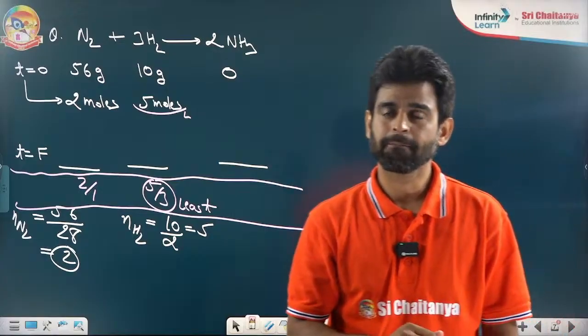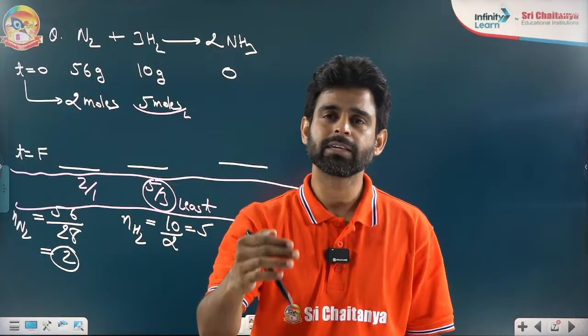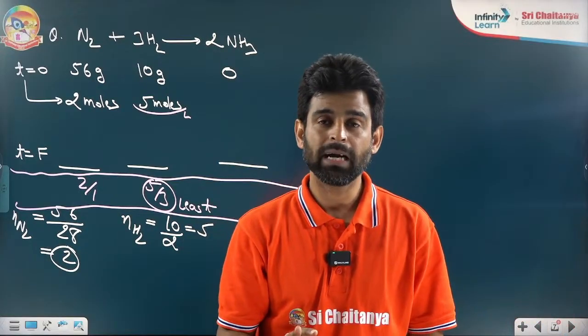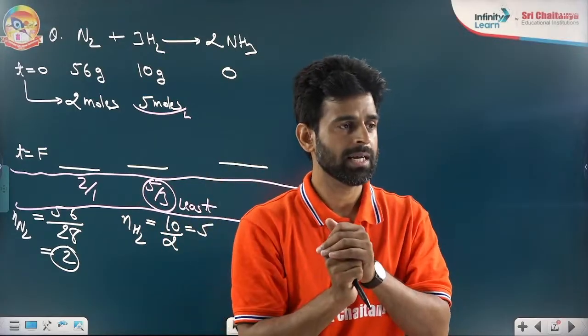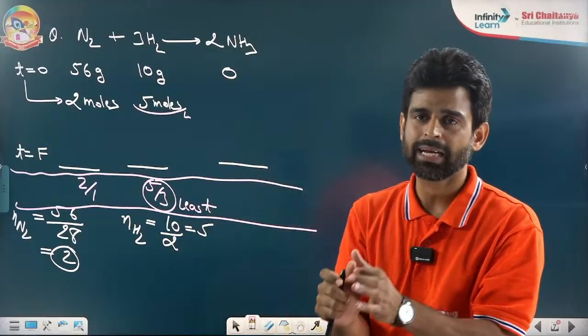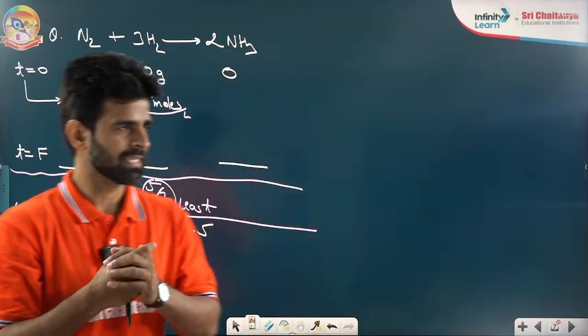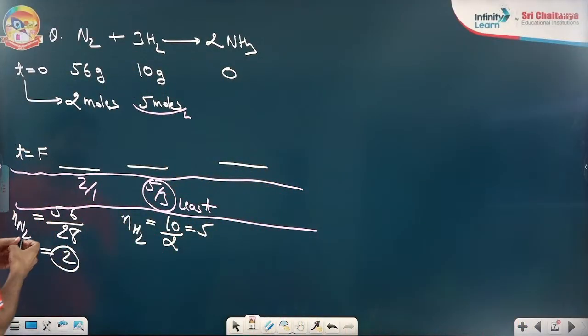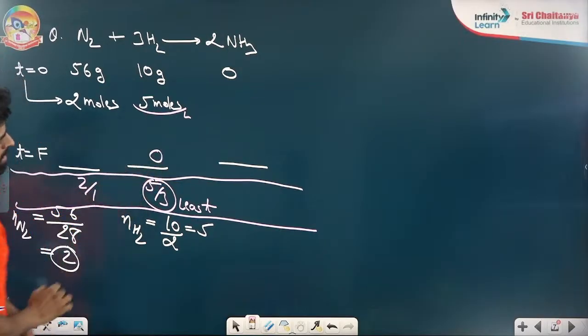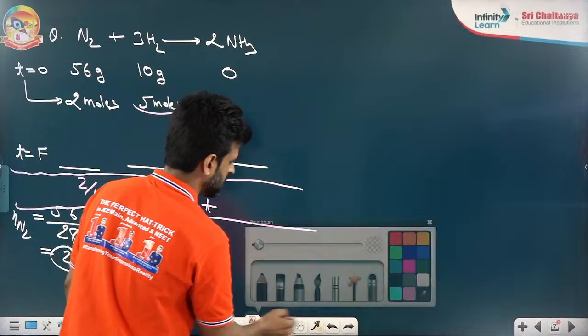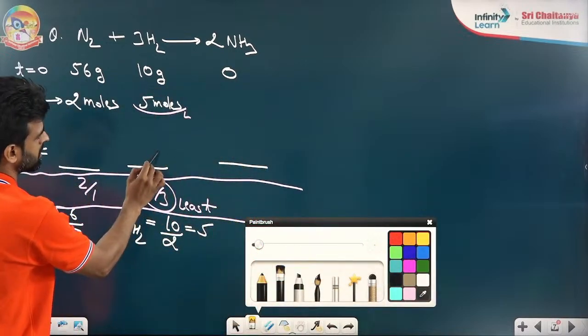Are we clear here? First of all, convert weight into moles. If by chance they give weight or volume, get the moles first of all. After getting moles, then decide who is the limiting reactant. Here you can see it is the limiting reactant, and the limiting reactant becomes 0 in the end.